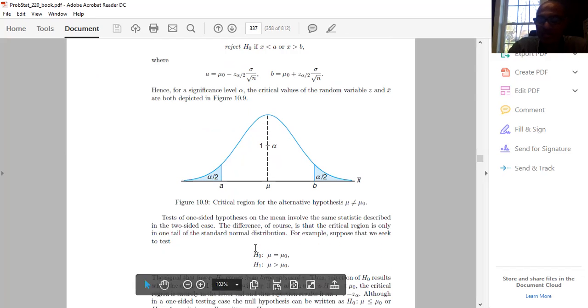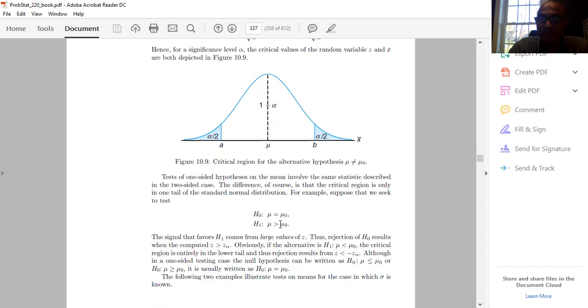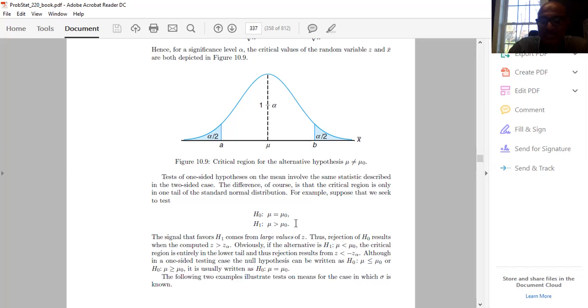Now the test of a one-sided hypothesis is simply like this: nu is strictly greater than nu 0. As I told you, the one-sided hypothesis on the mean involves the same statistic described in the two-sided case. The difference is this one, and it could also be less than. A single mean favoring H1 comes from a large value of Z, and thus rejection of H0 results when the computed Z is greater than Z alpha.